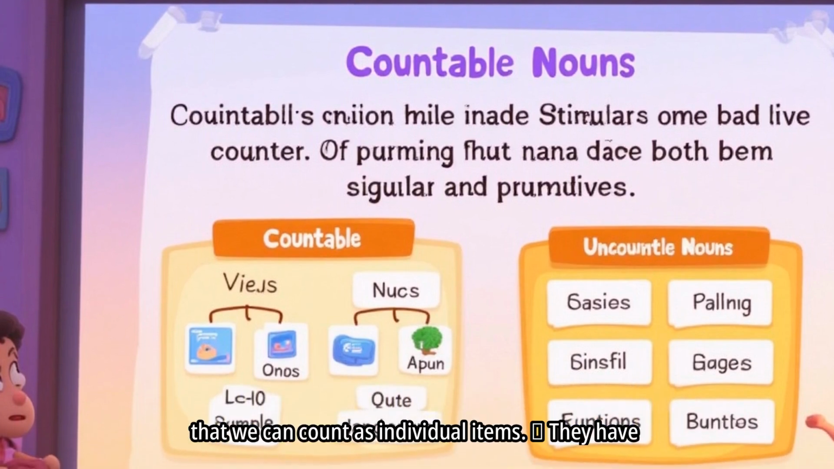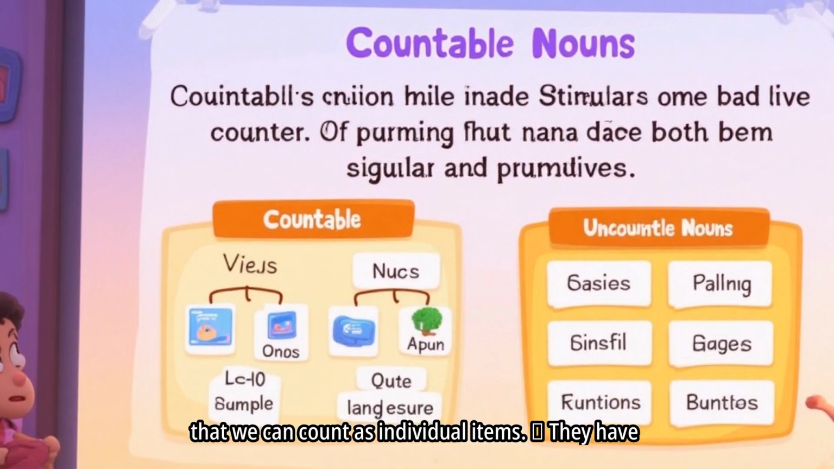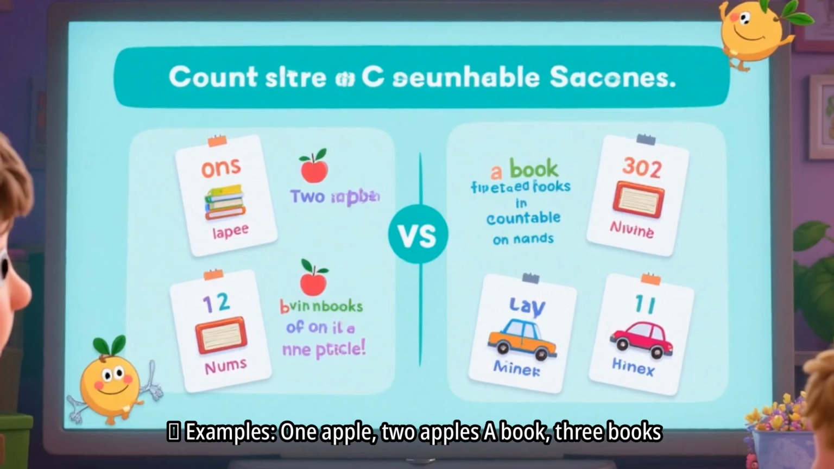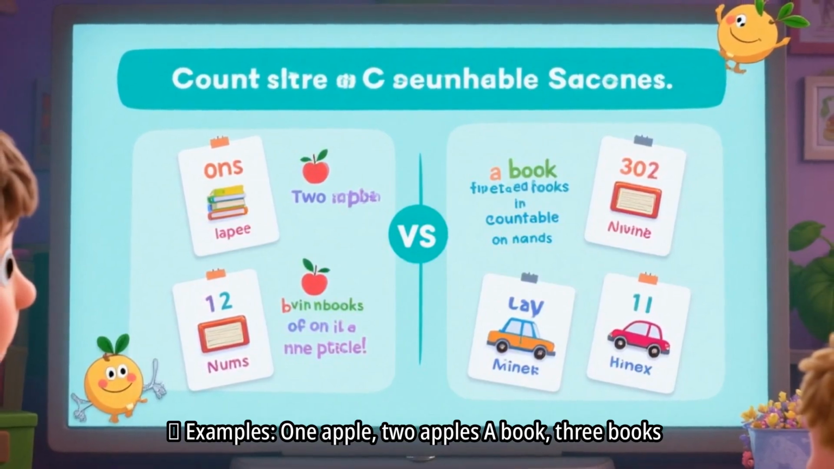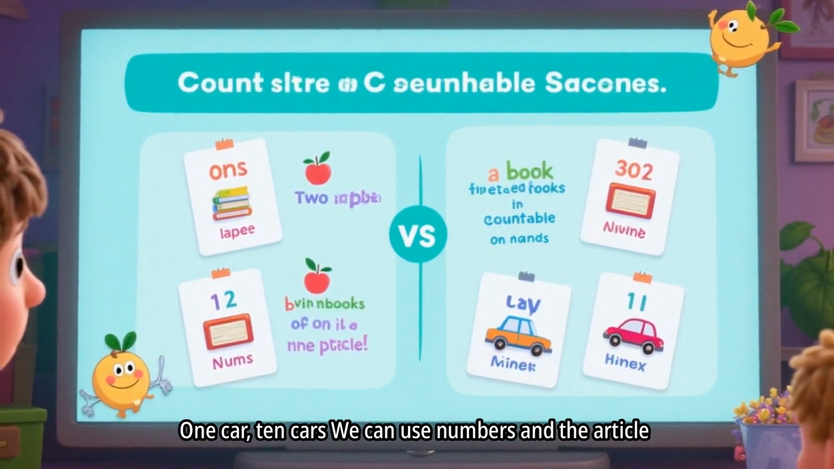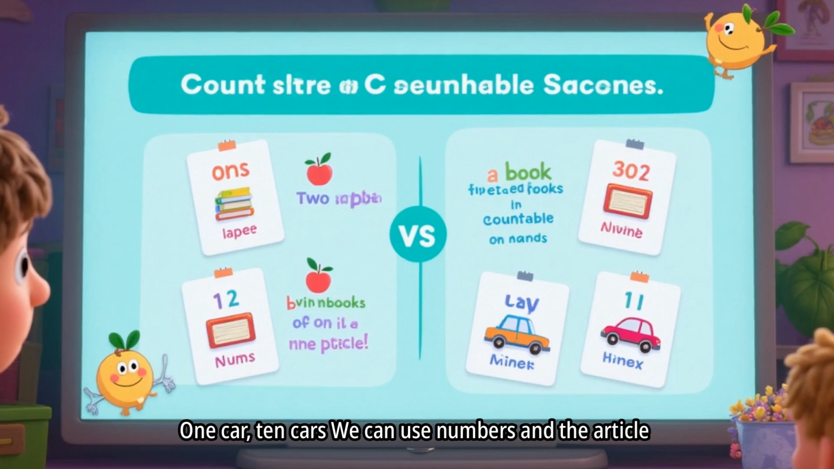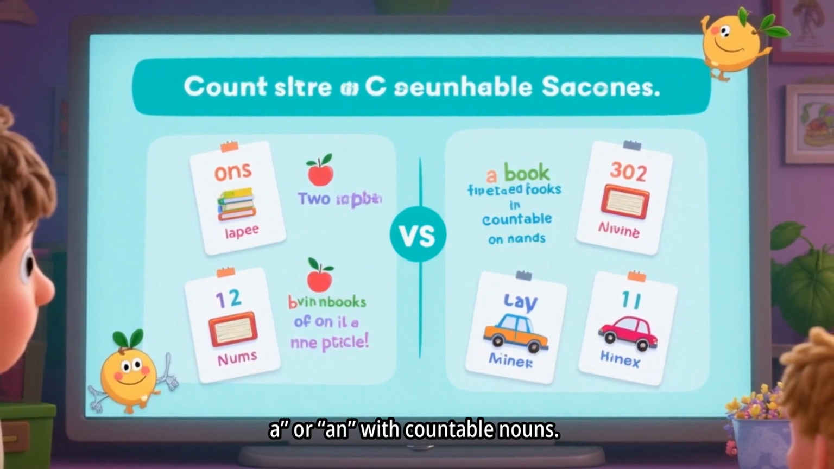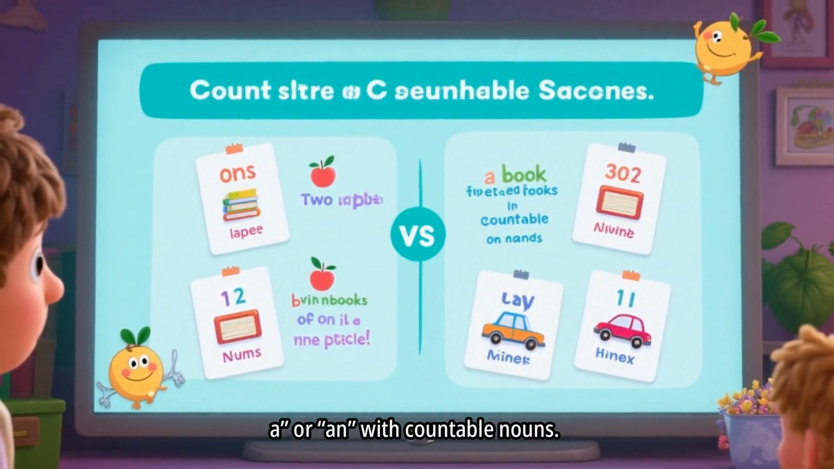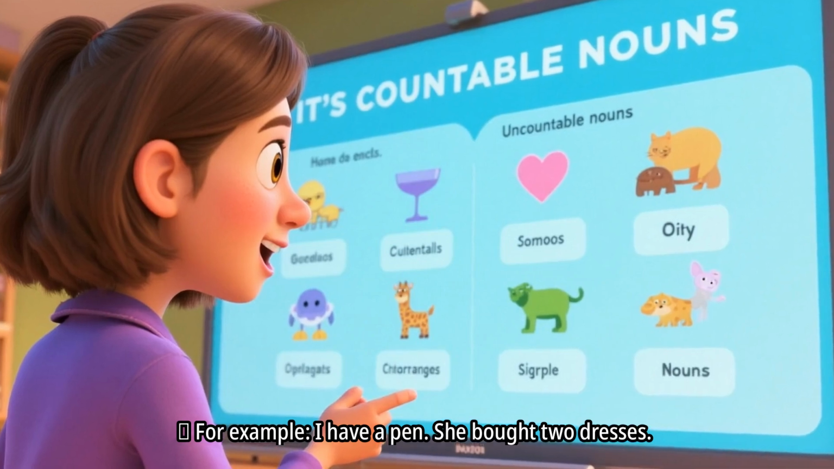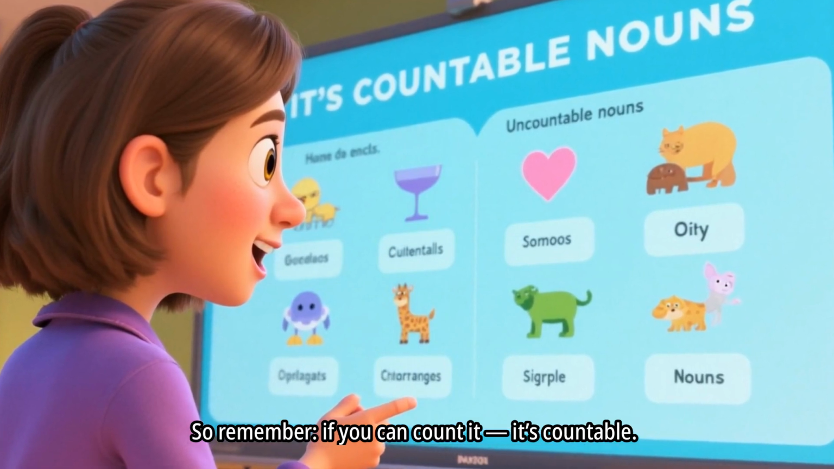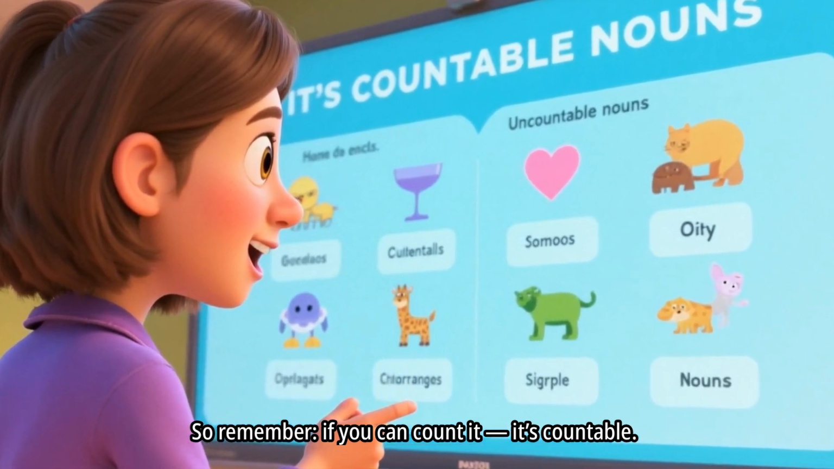Countable nouns are the nouns that we can count as individual items. They have both singular and plural forms. Examples: 1 apple, 2 apples, a book, 3 books, 1 car, 10 cars. We can use numbers and the article a or an with countable nouns. For example, I have a pen. She bought 2 dresses. So remember, if you can count it, it's countable.